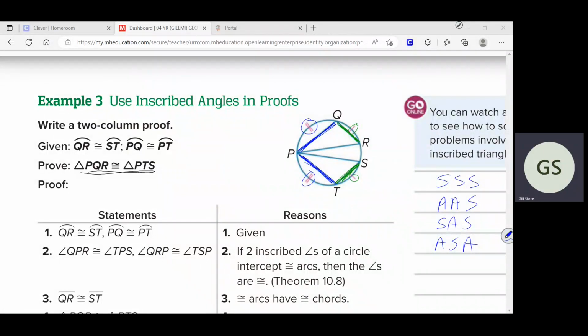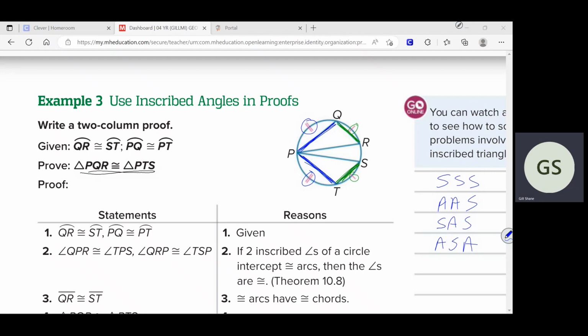What's it made up of? Just literally tell me, what is PQR made up of? It's made up of 2 things. You said 2 arcs, right? It is. It's made up of 2 arcs. It's made up of the arc that has 2 congruence marks and 1 congruence mark, right?